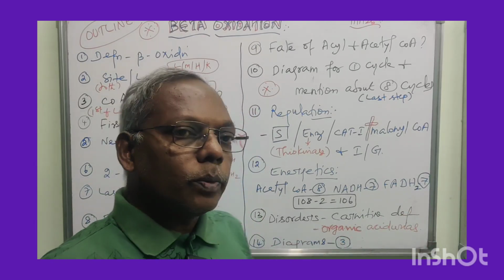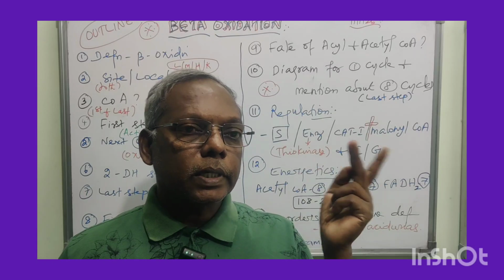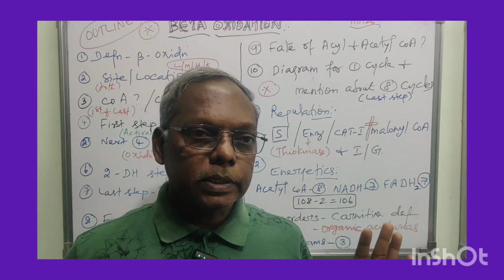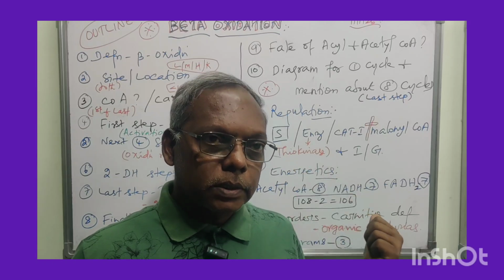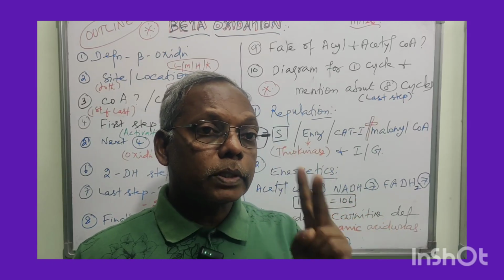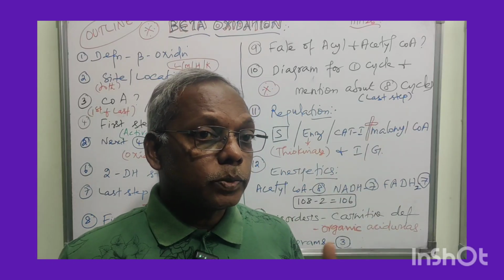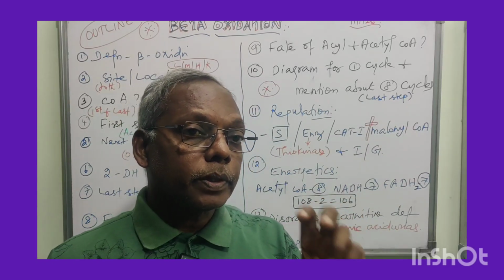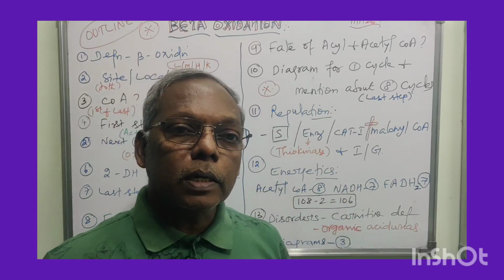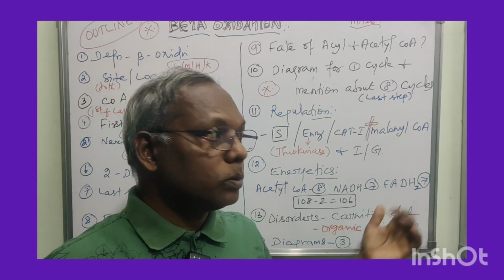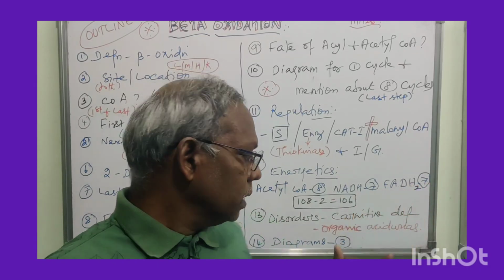Next, what are the disorders from this pathway? We have 2 disorders. One is carnitine deficiency. This is very, very important because this deficiency has 2 important symptoms: one is hypoglycemia, another is muscle weakness. That is why carnitine deficiency is very, very important, mostly as an MCQ question. Next one is organic aciduria. This is again a 5-mark short note. I have uploaded a separate video for organic aciduria, so in your free time you go through it.